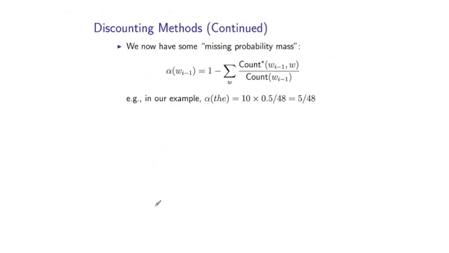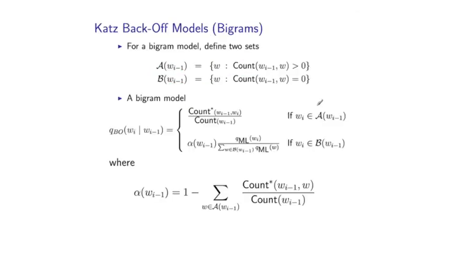So a little bit more formally, we'll define for any word w_{i-1}, alpha of w_{i-1} to be this missing probability mass. And this is defined as 1 minus the sum over w of count star of w_{i-1}, w divided by count of w_{i-1}. So in the particular example I just showed you, you can verify that this missing probability mass is in fact 5 out of 48.